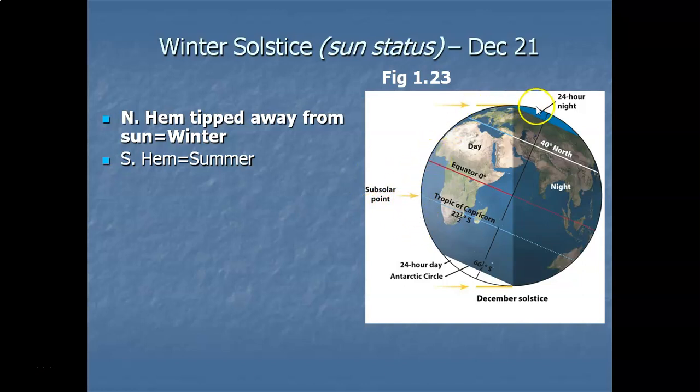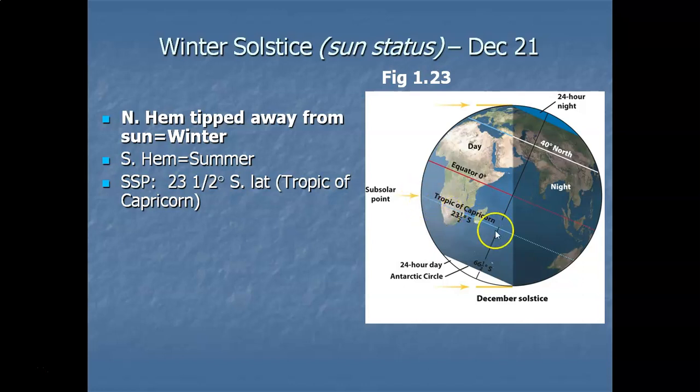Now, in the northern hemisphere, we're experiencing winter. And part of the reason is that we're far away from where the subsolar point is in the high sun angles. And so we're getting lower and lower and lower sun angles and not as much heating. Now, specifically, you do need to know this for the exam, that on the first day of winter, the subsolar point is located at 23.5 degrees south latitude.